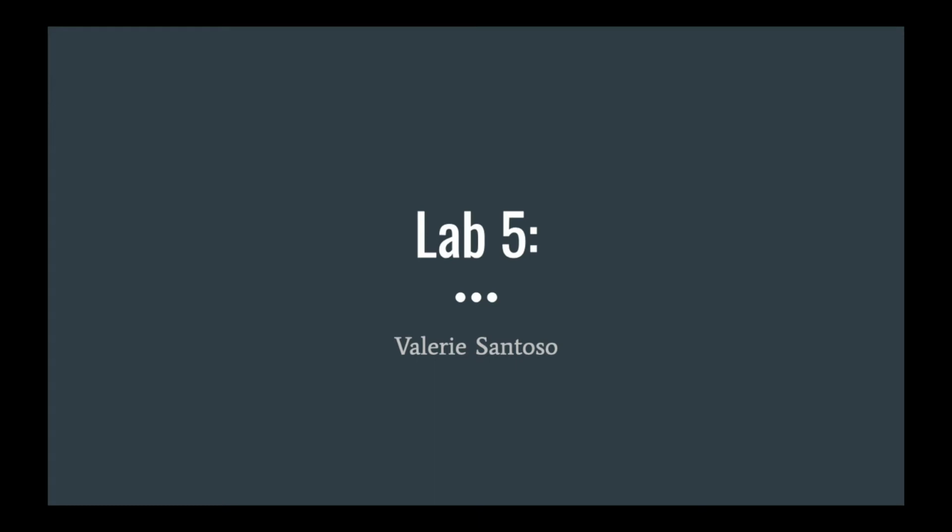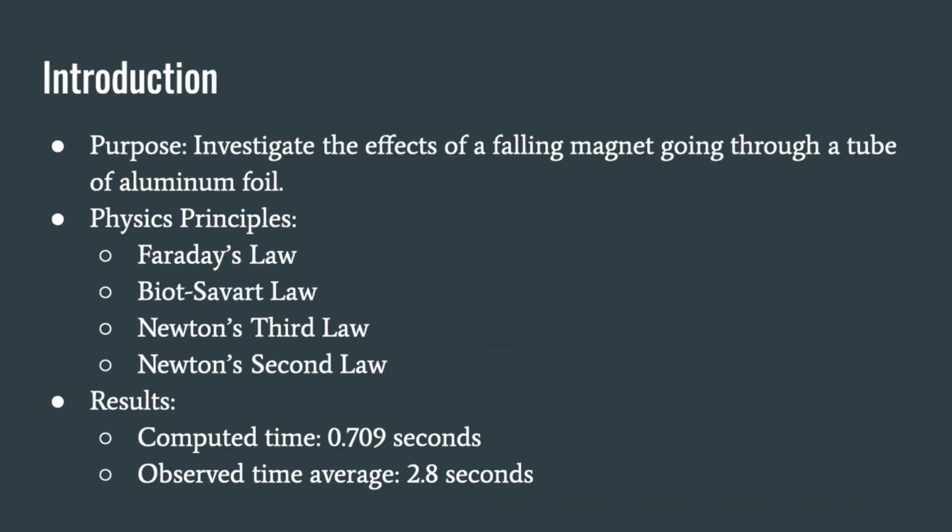In Lab 5, we are investigating the effects of a falling magnet going through a tube of aluminum foil. We will conduct an experimental model as well as a computational model and analyze the differences in the observed and computed time. The physics principles observed and used throughout the lab include Faraday's law, the Biot-Savart law, and Newton's second and third law. We will discuss more in depth how they are applied later.